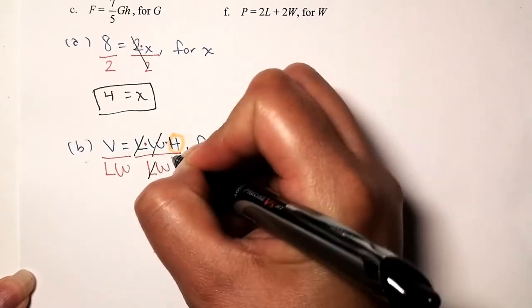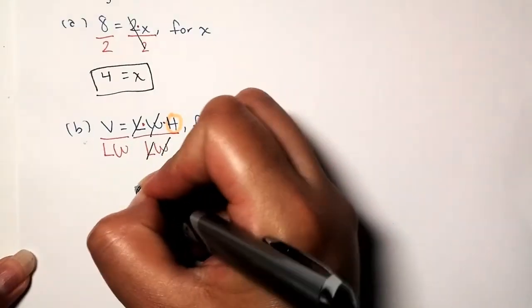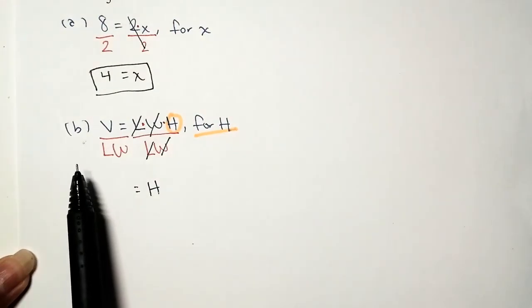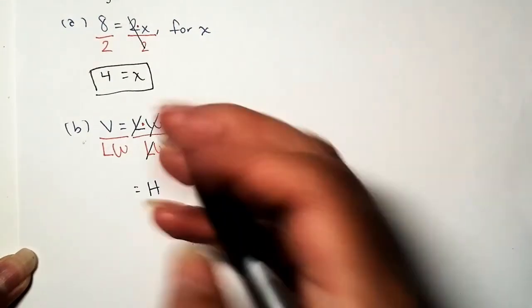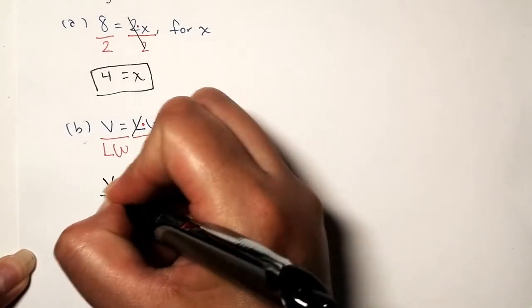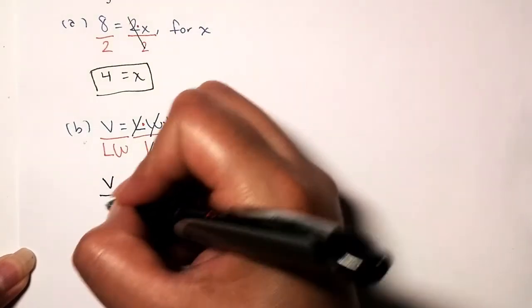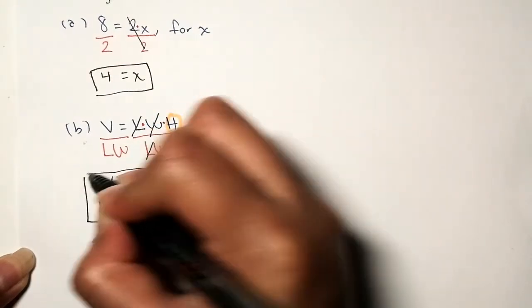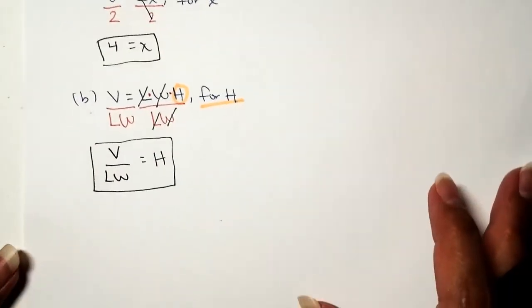Coming to our problem, the quotient of L and L will give us 1, or they cancel, and the W's cancel out, and that will leave us H equals. On the left side we have a fraction, we can't reduce it. So that will give us H equals V over LW. We were asked to solve for H. H is isolated, so we're good.